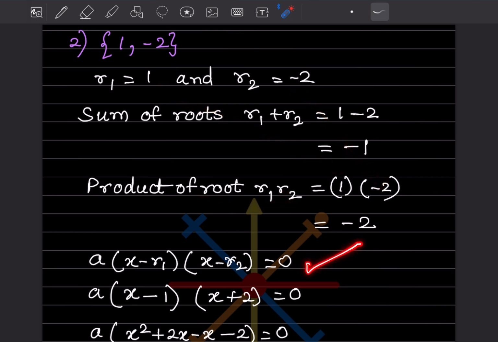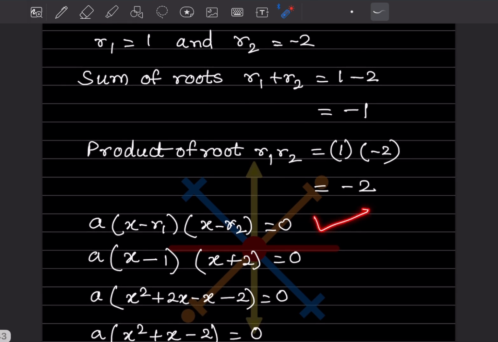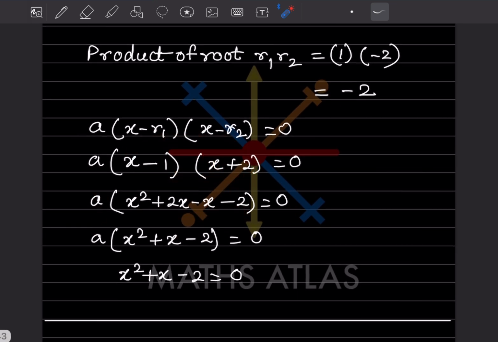Again put the values in this equation. This is the general form: a into x minus 1, this is minus 2, so minus and minus becomes plus 2 is equal to 0. Again expand this one. After expanding you get this one is equal to 0. So x square here, bring the like terms here, so that will be plus x and minus 2 is equal to 0. So this is multiplication, this goes on the other side, that will get divided, 0 by a, that will be 0. So this remains, that will be x square plus x minus 2 is equal to 0.